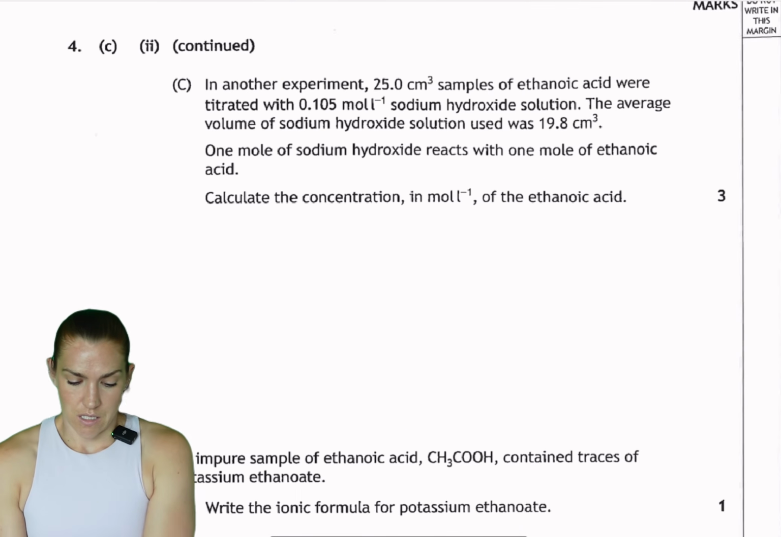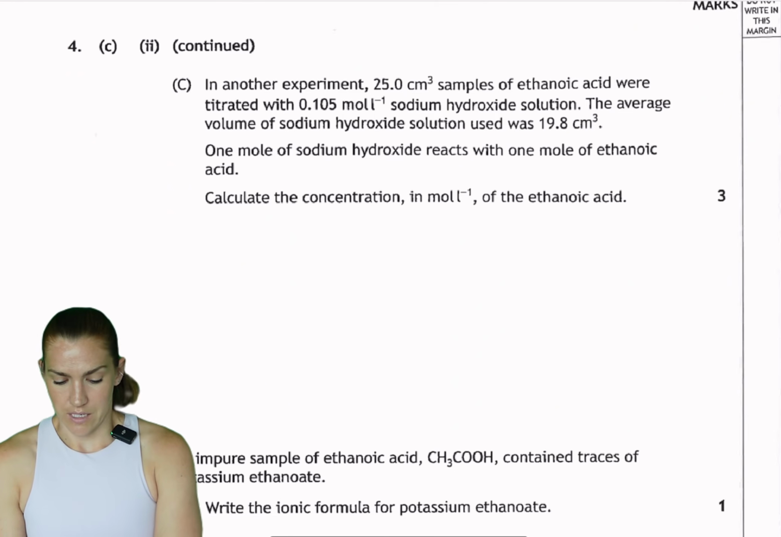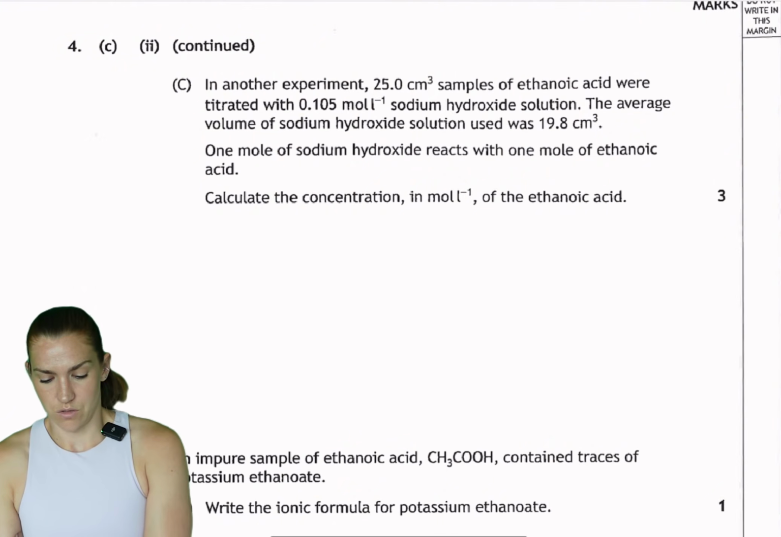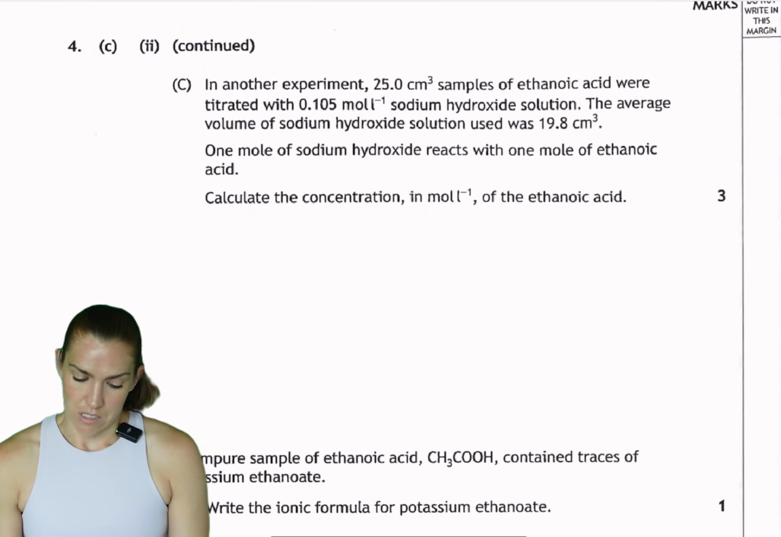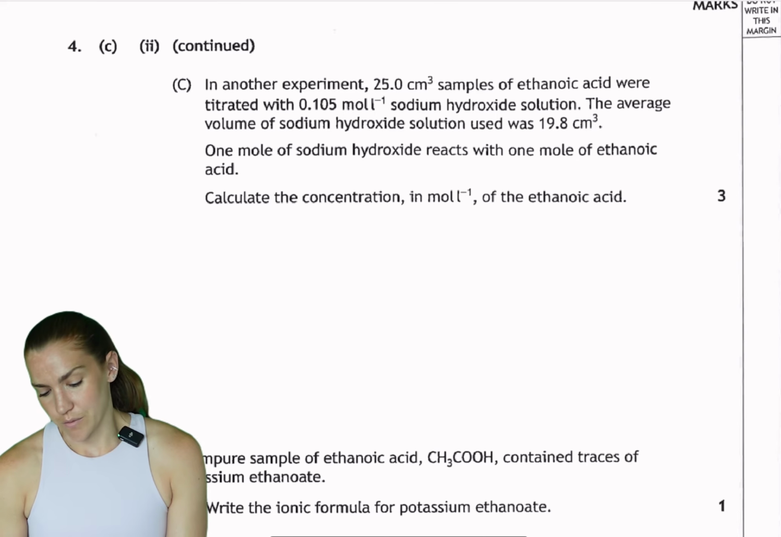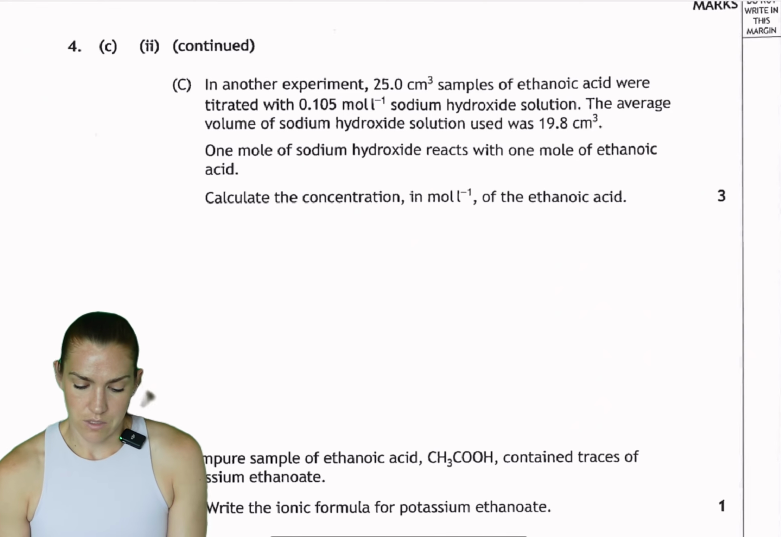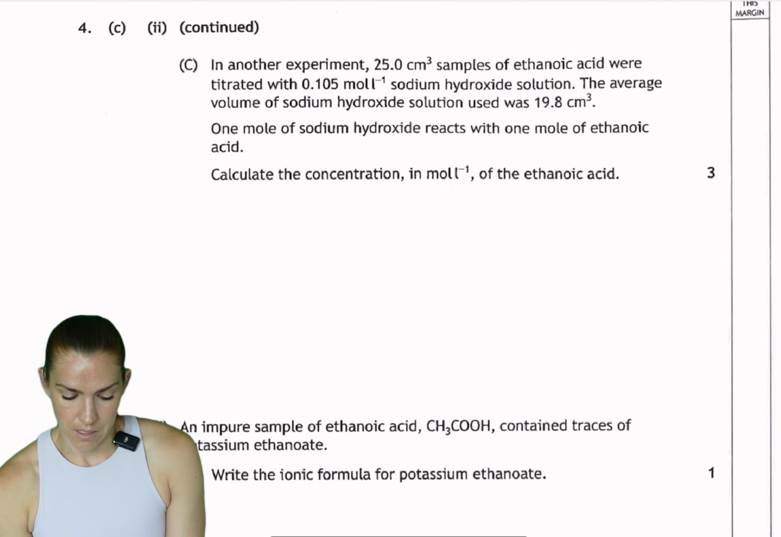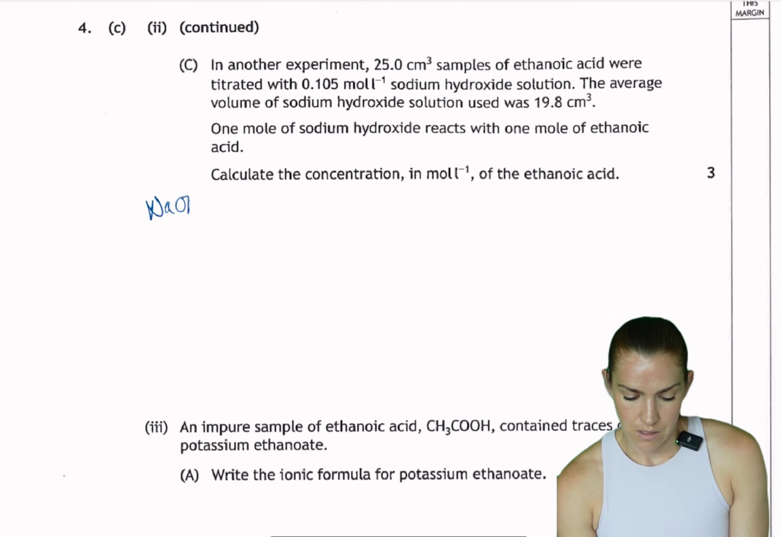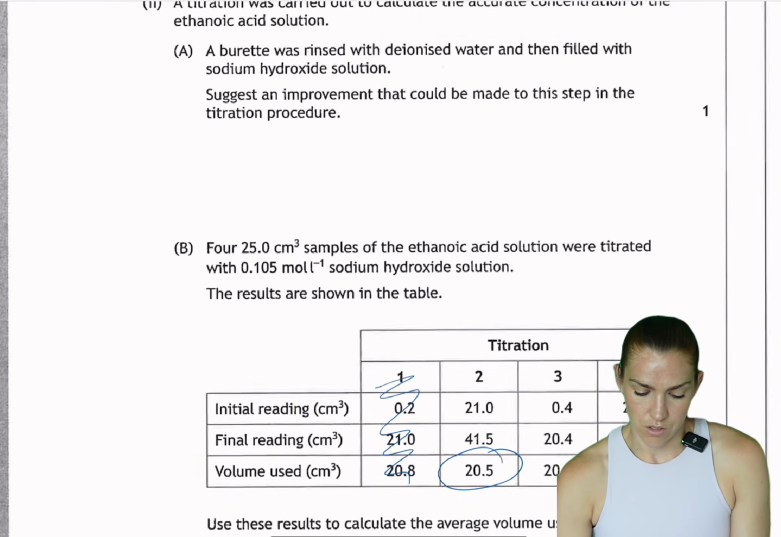So then in another experiment, 25 centimetre cubed samples of ethanoic acid were titrated with 0.105 moles per decimetre cubed of sodium hydroxide solution. So we're just doing a titration calculation here, and it's quite a straightforward one because there's only 1 mole of sodium hydroxide reacting with 1 mole of ethanoic acid. So when it comes to laying out calculations, I quite like to write the formulas, or at least the names of the chemicals if you don't know the formulas. If they're not giving you an equation like in this one, you can at least write names.